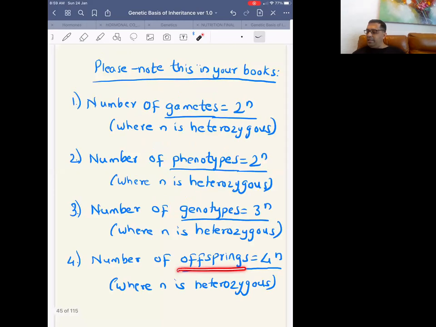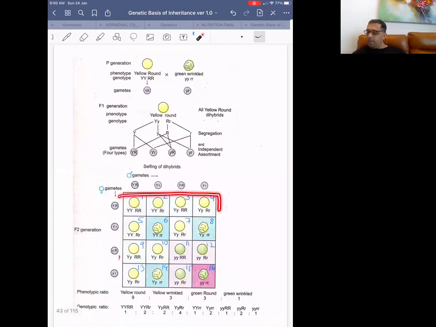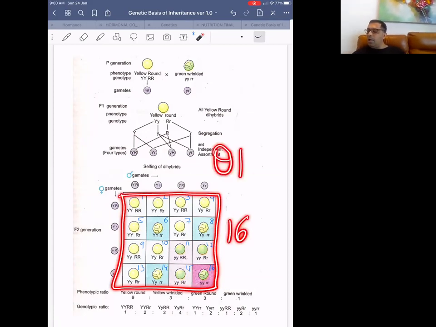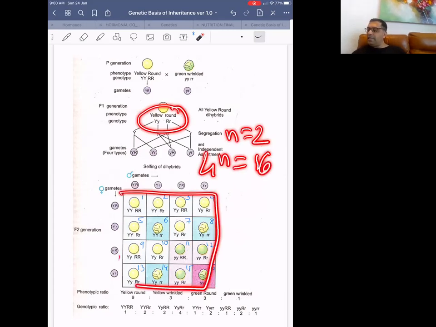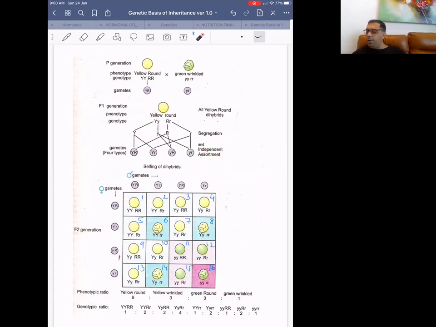And the number of offsprings is 4 raised to n, where n is heterozygous. How many offsprings did we get? 16. Here n is 2, so 4 raised to 2 becomes 16. We got 16 offsprings produced.